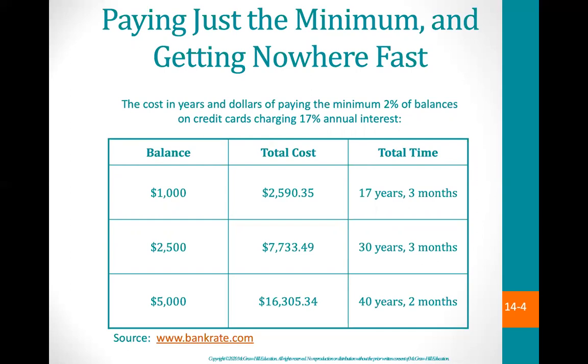Do you think you'll still be wearing those clothes or using that makeup or playing that PS4 in 17 years? Probably not. But if you only pay the minimum balance, it's going to take you that long to pay it off. And look at how much longer it gets the more you go. $2,500: the total cost is $7,700, and it'll take you 30 years. That's a mortgage on a house to pay off just $2,500 by paying the minimum balance. $5,000 costs you $16,000 total and takes you 40 years to pay off.